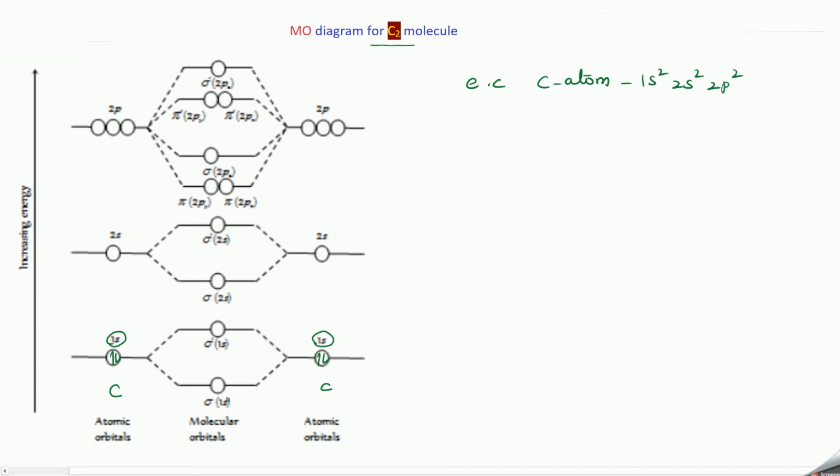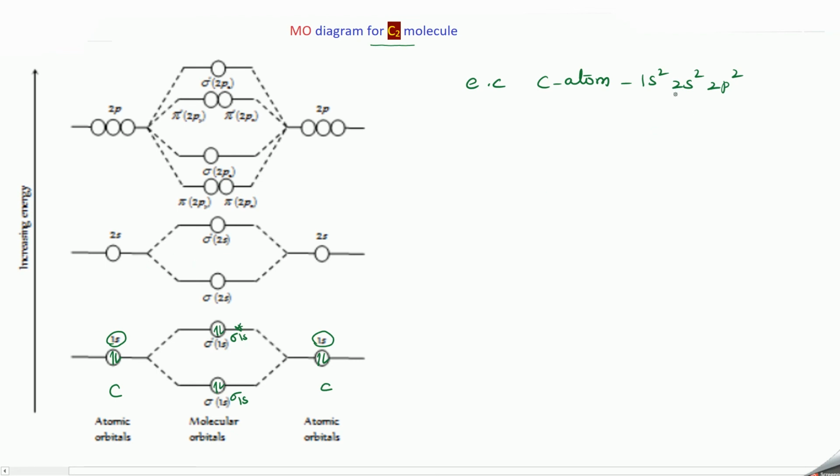Now they will mix to form 2 molecular orbitals. The lower one is called sigma 1s, the upper one with higher energy is called sigma star 1s, and we have 4 electrons in total. So 2 electrons here, 2 electrons here. So you have filled the molecular orbitals with electrons.